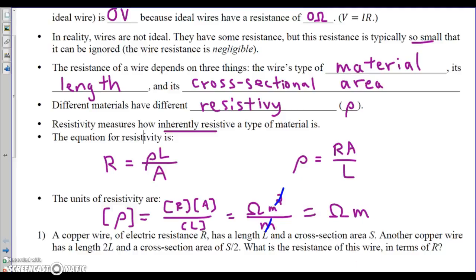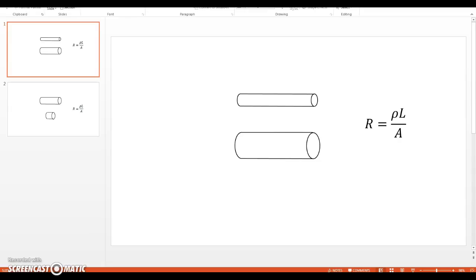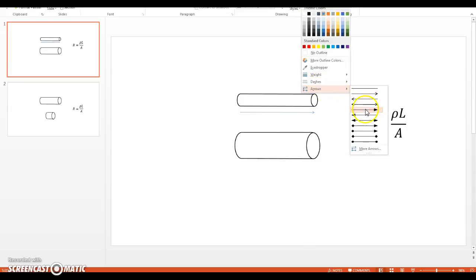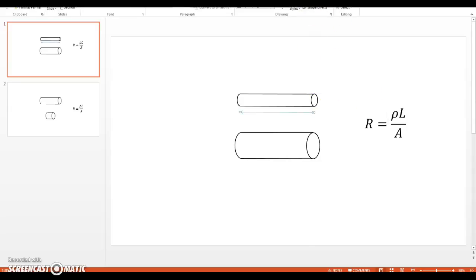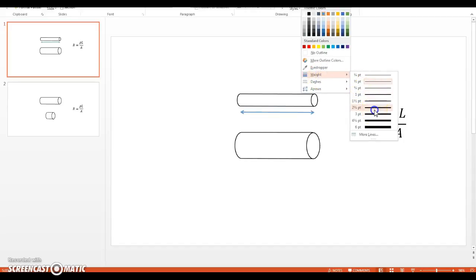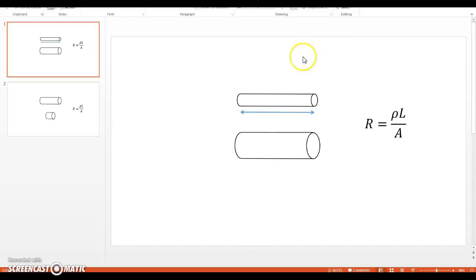Let's take a quick look at this equation and what it means. Here are two wires. Now the length of the wire is just this distance here, right? That's the length of the wire. Let's give it two arrows, make it nice and thick. The cross-sectional area is the area of this open face. When you cut the wire in half, that area right there is the area of the cross-section.